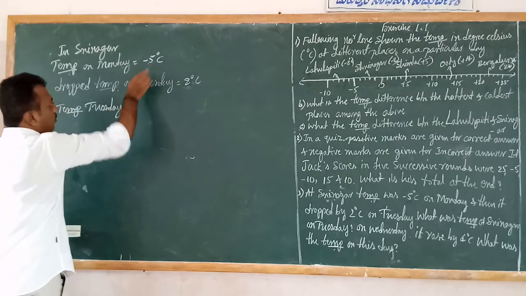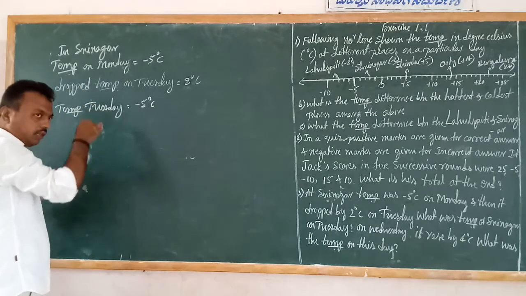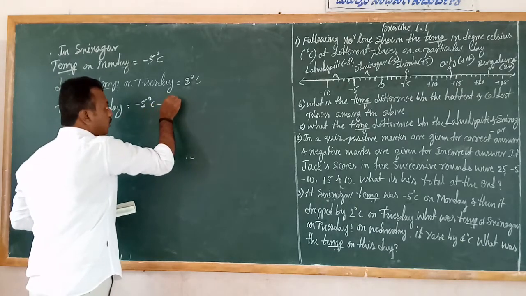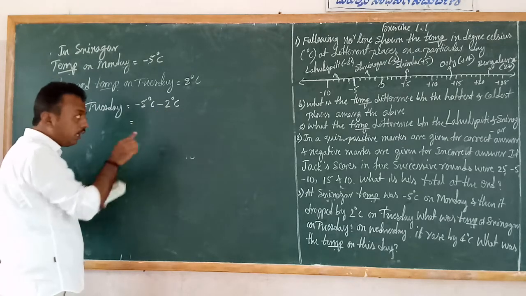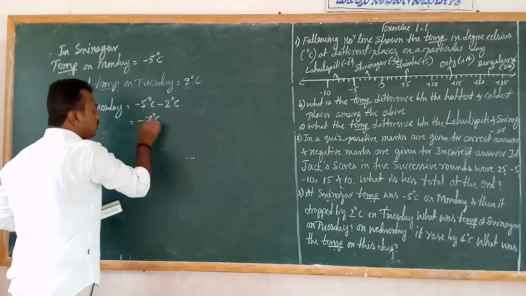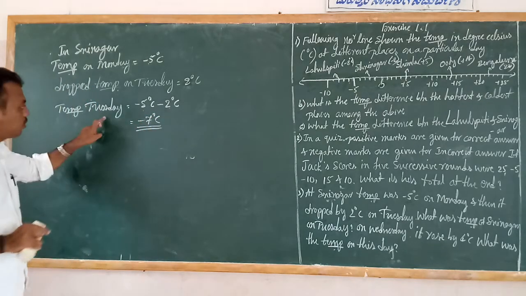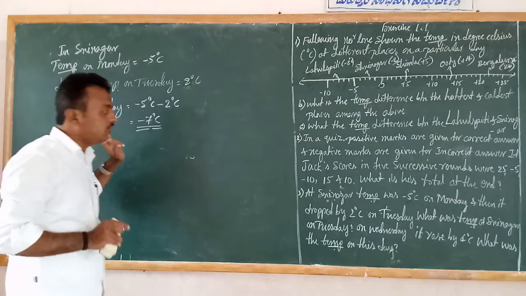So first, the temperature on Monday is minus 5 degrees Celsius. Drop means negative, so therefore minus 2 degrees Celsius. So the signs are the same, so we have to do addition. Minus 2 and minus 5 become minus 7 degrees Celsius on Tuesday. Okay, Tuesday's temperature is minus 7 degrees Celsius.